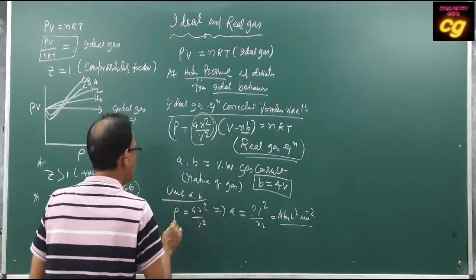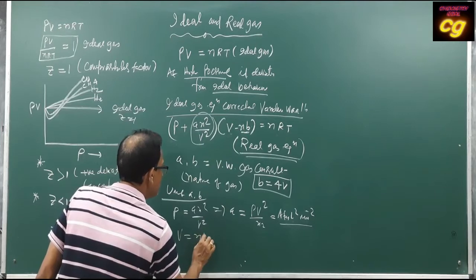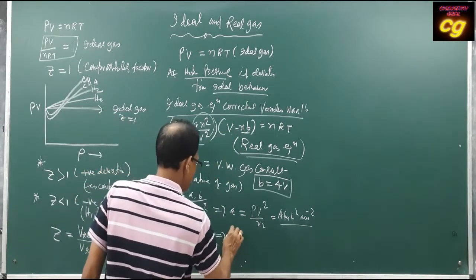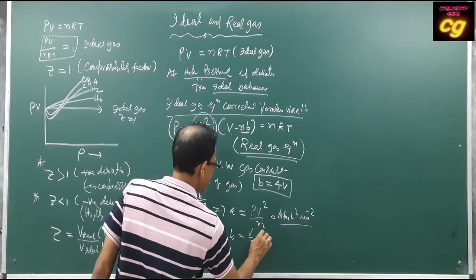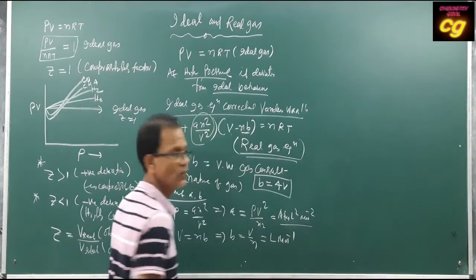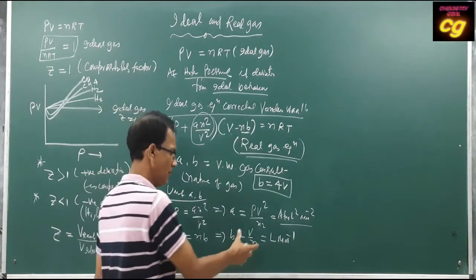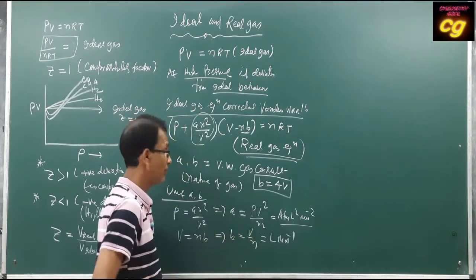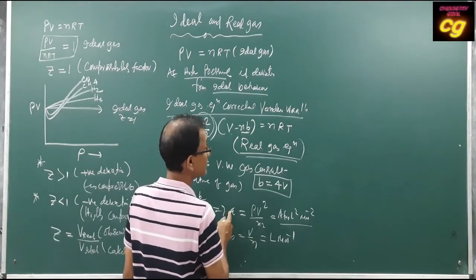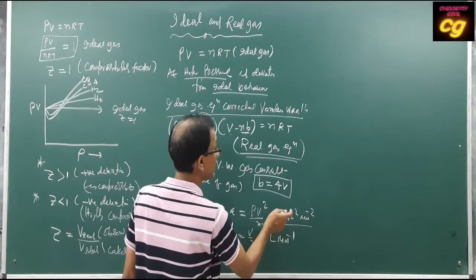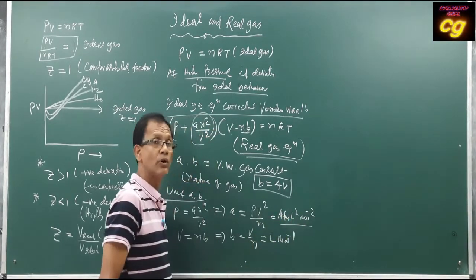b is equal to volume. So V is equal to nb as per the unit, which implies b is equal to V by n. That means liter per mole. If the volume of gas is more, then b is more. What is a? a depends upon liter square atmosphere per mole square.